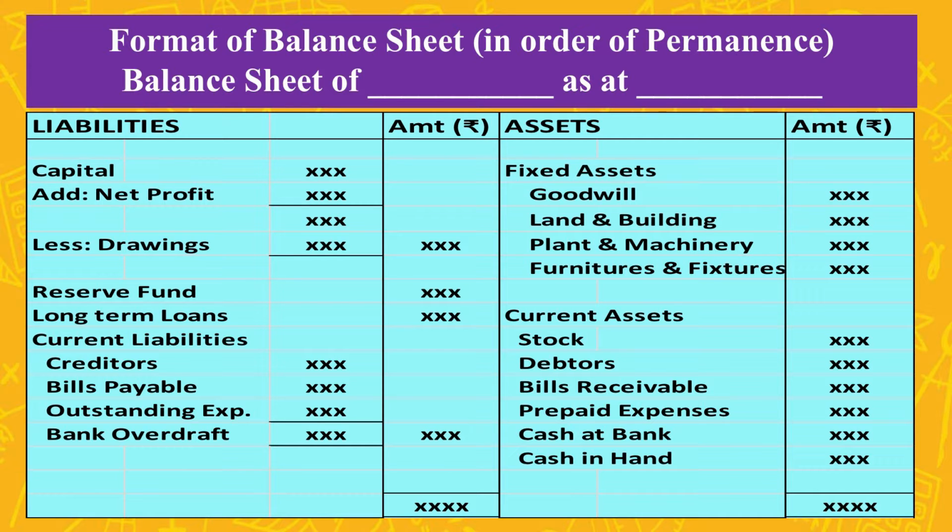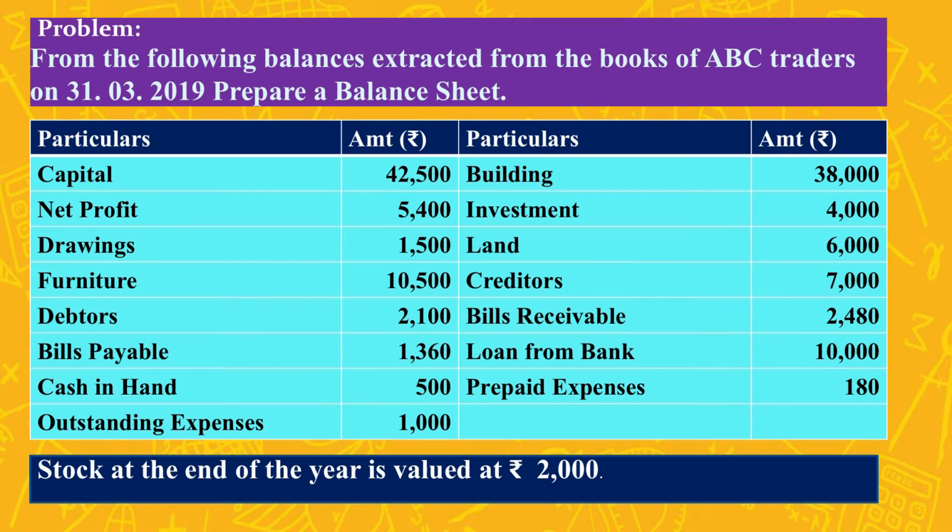Let us move on to the asset side. On the asset side, we have fixed assets. In the fixed assets we have goodwill, land and building, plant and machinery, furniture and fixtures. Those are all fixed assets, and I am showing you in the order of permanence. So the most permanent asset lies at the first place, and as we move down, they become less permanent. Then we have current assets: stock, debtors, bills receivable, prepaid expenses, cash at bank and cash in hand. And remember, the liability side and the asset side must tally, both sides must be equal. So let us take a look at this problem.